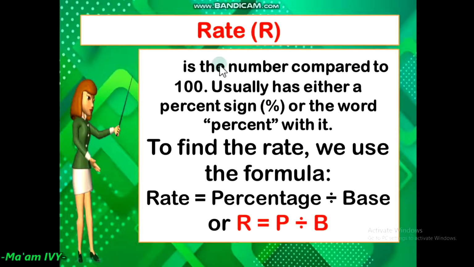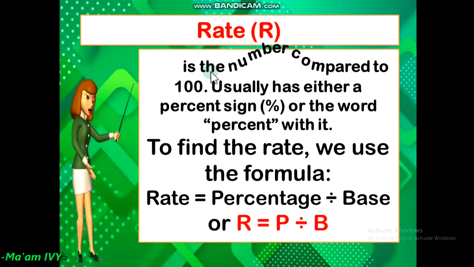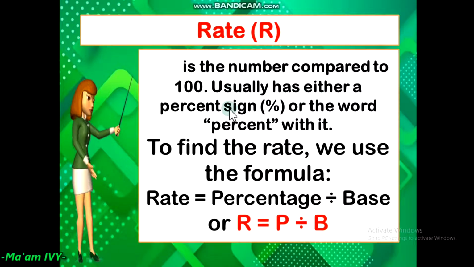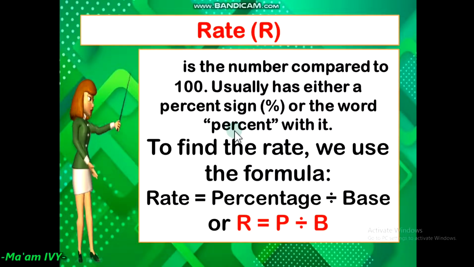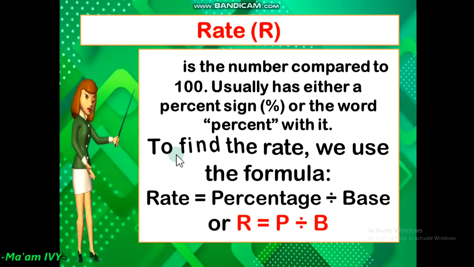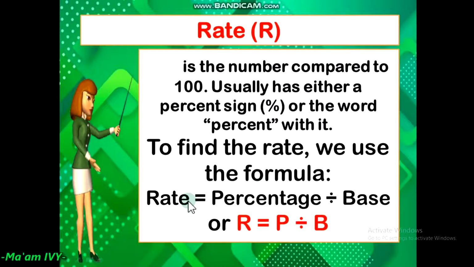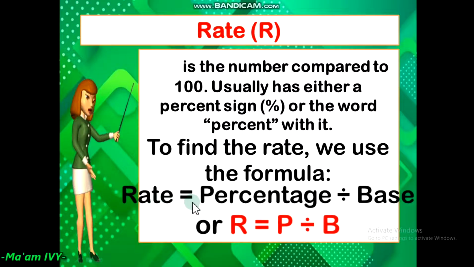Next is rate. Rate is the number compared to 100. Usually has either a percent sign or the word percent with it. To find the rate, we use the formula rate equals percentage divided by base, or R equals P divided by B.